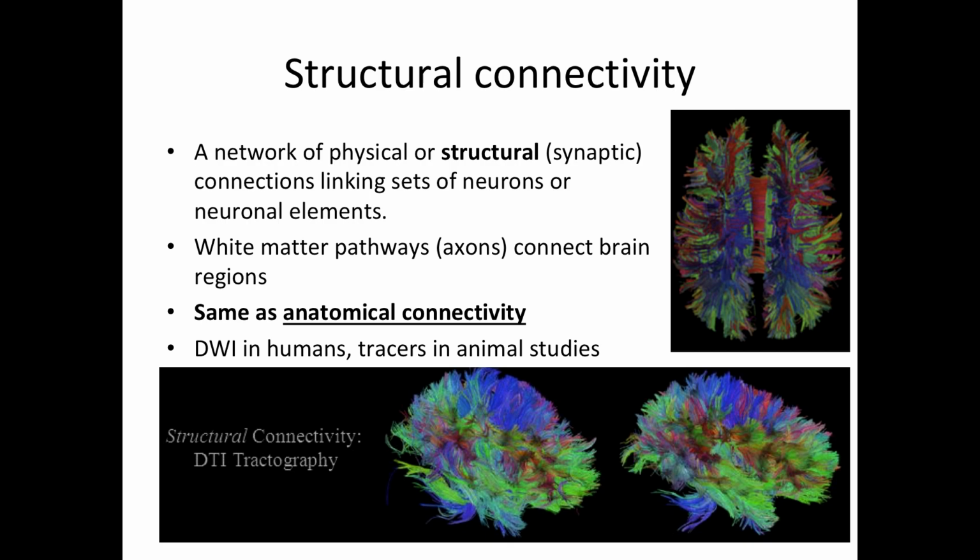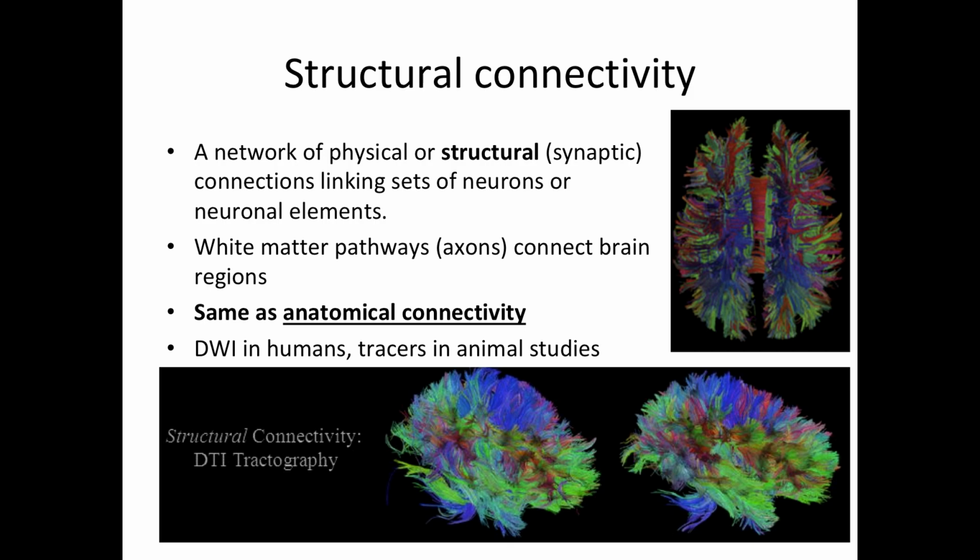Okay, so structural connectivity is the same thing as anatomical connectivity. So this is literally the physical connectivity of axons from one brain region to the next. And to look at this connectivity in humans, we use diffusion-weighted imaging. In this method, we measure the water molecules in the brain and their directionality, but we'll talk a little bit more about this in a later slide.